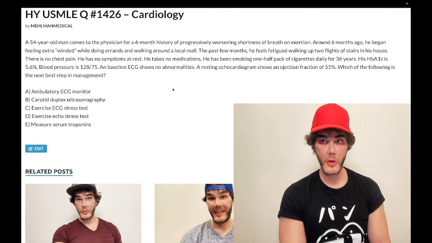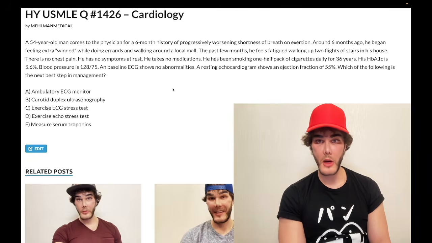54-year-old male, progressively worsening shortness of breath. It started with doing errands about 6 months ago, and it's worsened to the point where he goes up a couple flights of stairs in his house and gets shortness of breath. He has no chest pain. He's got no symptoms at rest. He's on no medications, and he has an 18-pack-year history of smoking. He's been smoking since he was 18 years old.